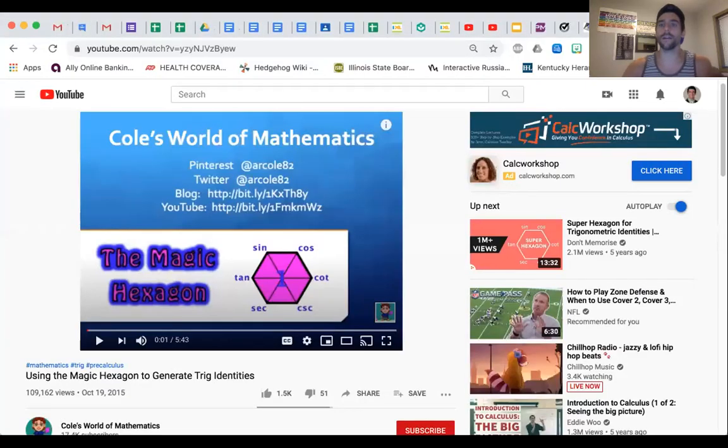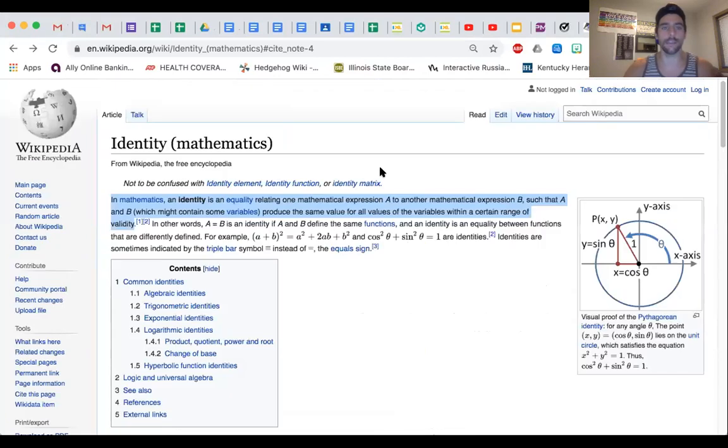just a little background information about what an identity is. I like this Wikipedia definition. An identity is an equality relating one mathematical expression A to another mathematical expression B, such that A and B, which could contain variables, produce the same value for all values of the variables within a certain range.